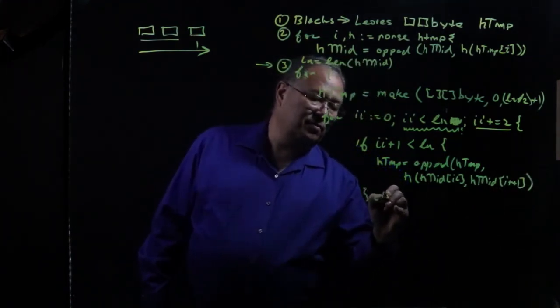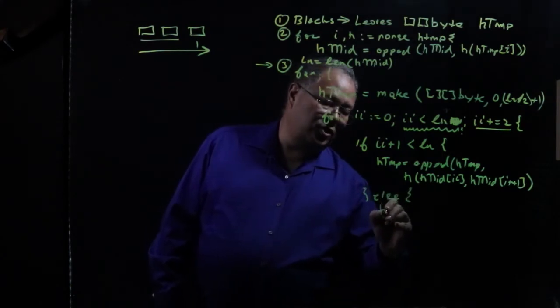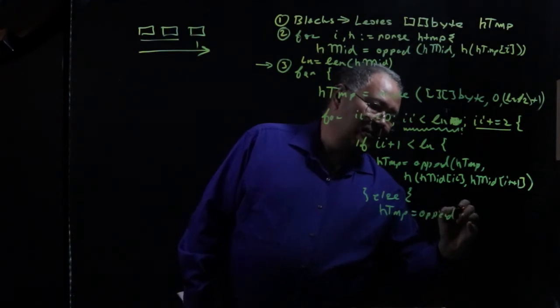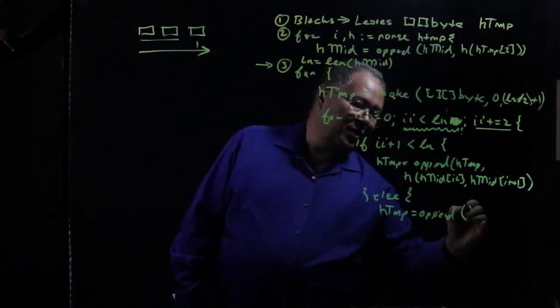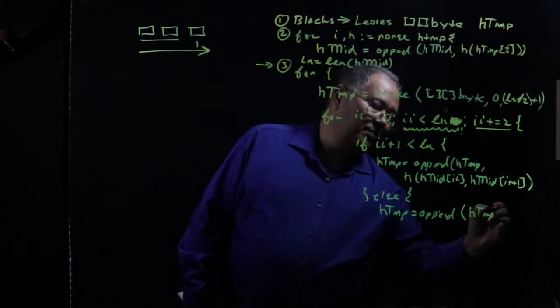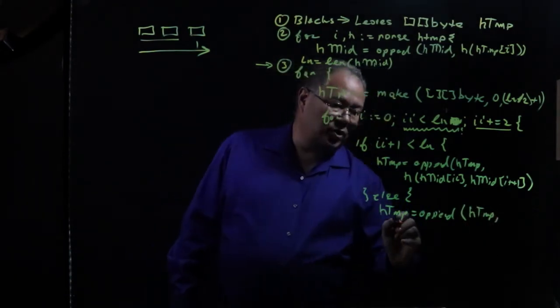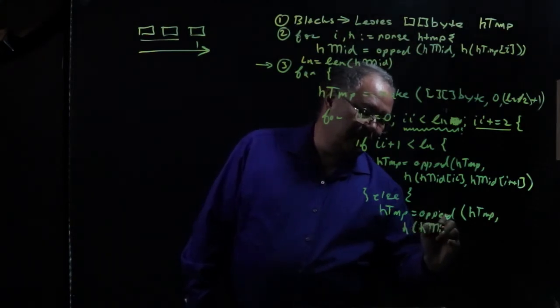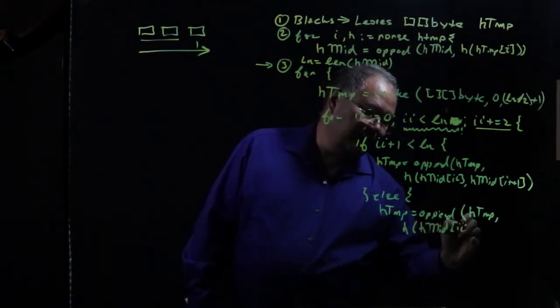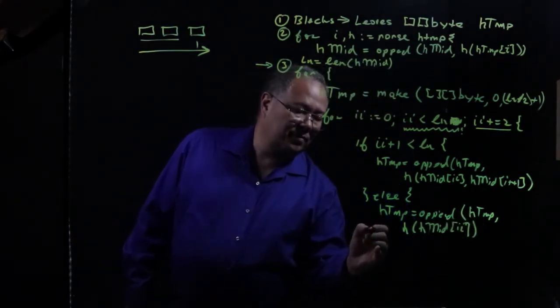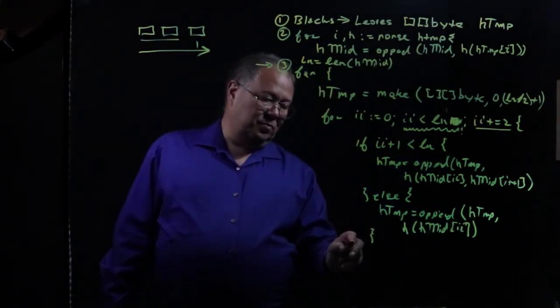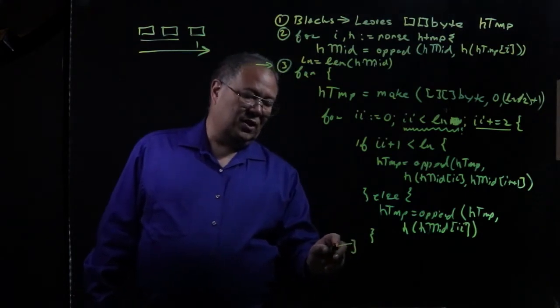Else, we want to do h temp equals append of h temp, and we just want to do 1. H sub h mid sub i. And then we want to end this loop. That's this guy right here.